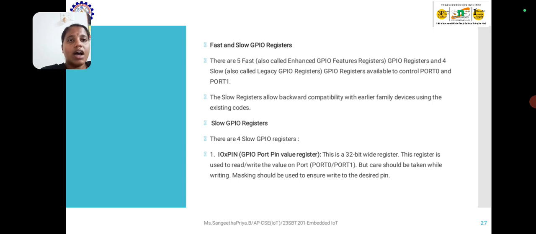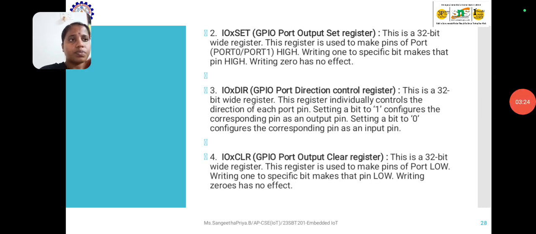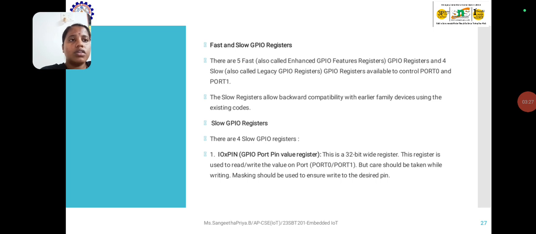Next one is the fast and the slow GPIO registers. These are the fast, also called enhanced, GPIO registers. The fast and the slow registers are available to control port 0 and port 1. The slow registers allow backward compatibility with earlier family devices using the existing code. Now the slow GPIO registers. There are 4 slow GPIO registers.